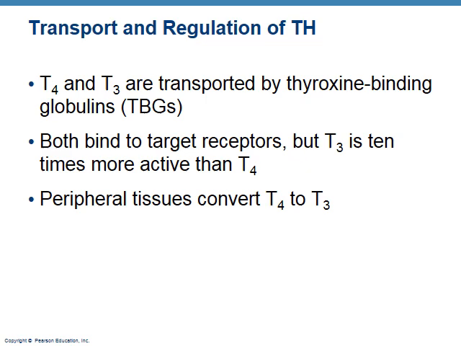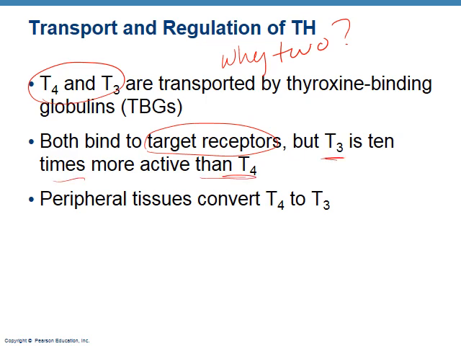So now we're finally getting to why 2. Remember we were thinking about that question, why do we bother making 2? These T3s and T4s are transported. They'll bind to target receptors, but the T3 is 10 times more active than the T4. But guess what? If I just pluck off one of the iodines, I now have converted T4 to T3, right? T4 is converted to T3 in peripheral tissues. This means kind of outer tissues.